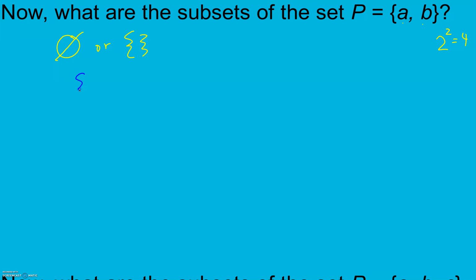I could have a set that just has an A in it. I could have a set that just has a B in it. Or I could have a set that's A and B. Those are my 4 sets and all of my options.